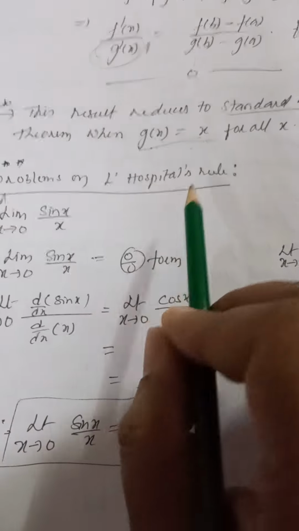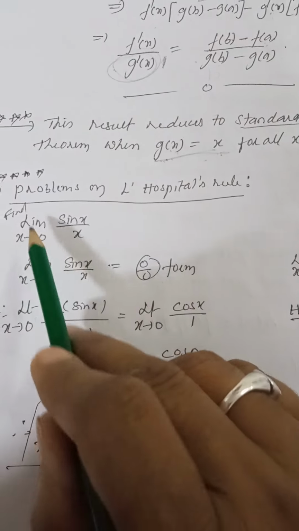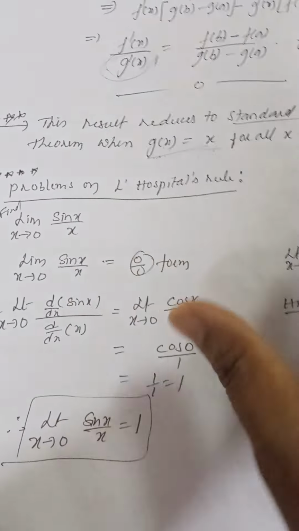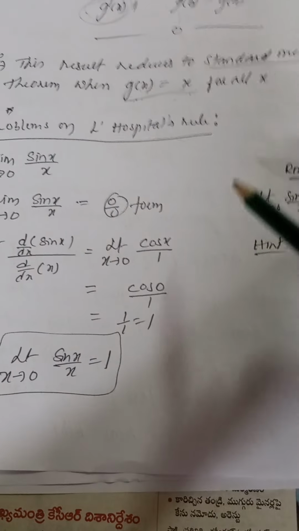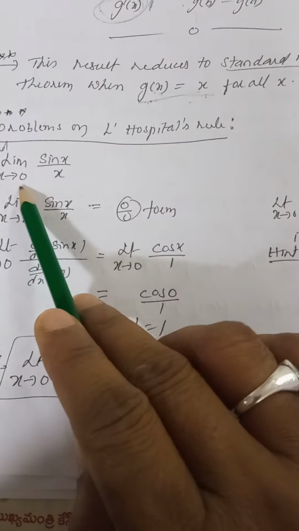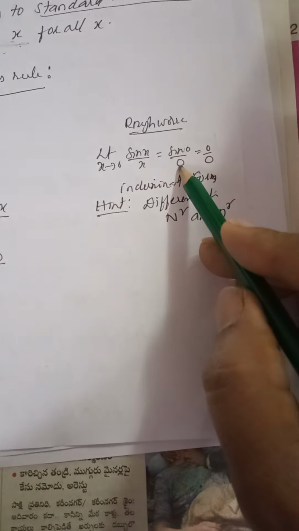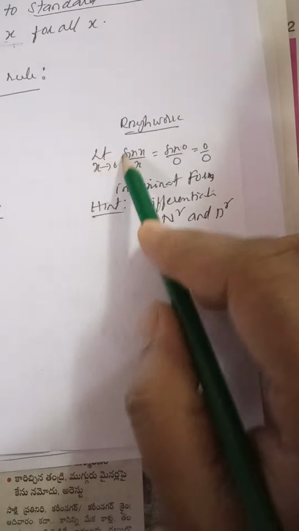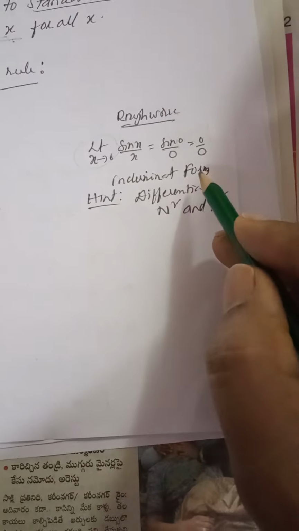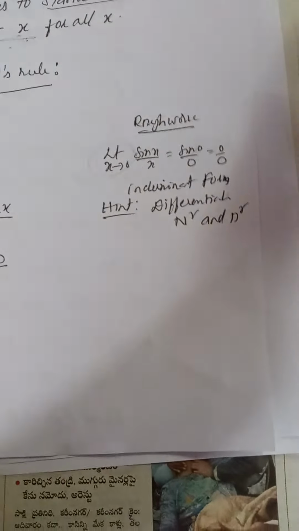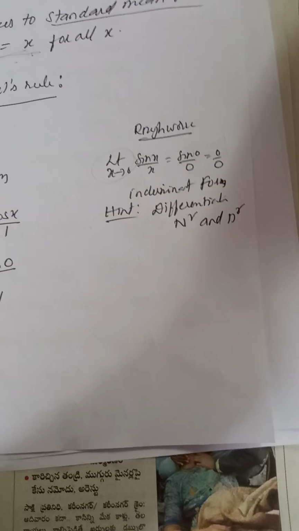Now see, problems on L'Hospital's rule. These problems are very, very important. Find the limit as x tends to 0 of sin x by x. What do we have to do? Simply, first of all, in the rough work, directly substitute the x value. What is the x value? 0. In the rough work, I am substituting sin 0 by 0. If you are applying the limit, no need to write the limit. Remember this one. Sin 0 by 0 is 0 by 0, which is an indeterminate form. If it is an indeterminate form, we have to differentiate the numerator separately and the denominator separately.